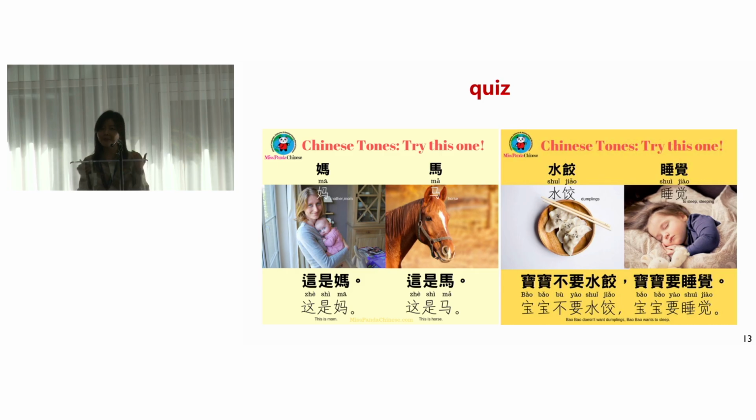So guess whether the baby wants dumpling or wants to sleep. Take a quick guess. Listen carefully. Shuǐjiǎo. Is it dumpling or sleep? Dumpling. Oh, good guess. After my talk, I hope I can persuade you that your motor system, your laryngeal motor cortex, actually predicts the pattern of the tone.